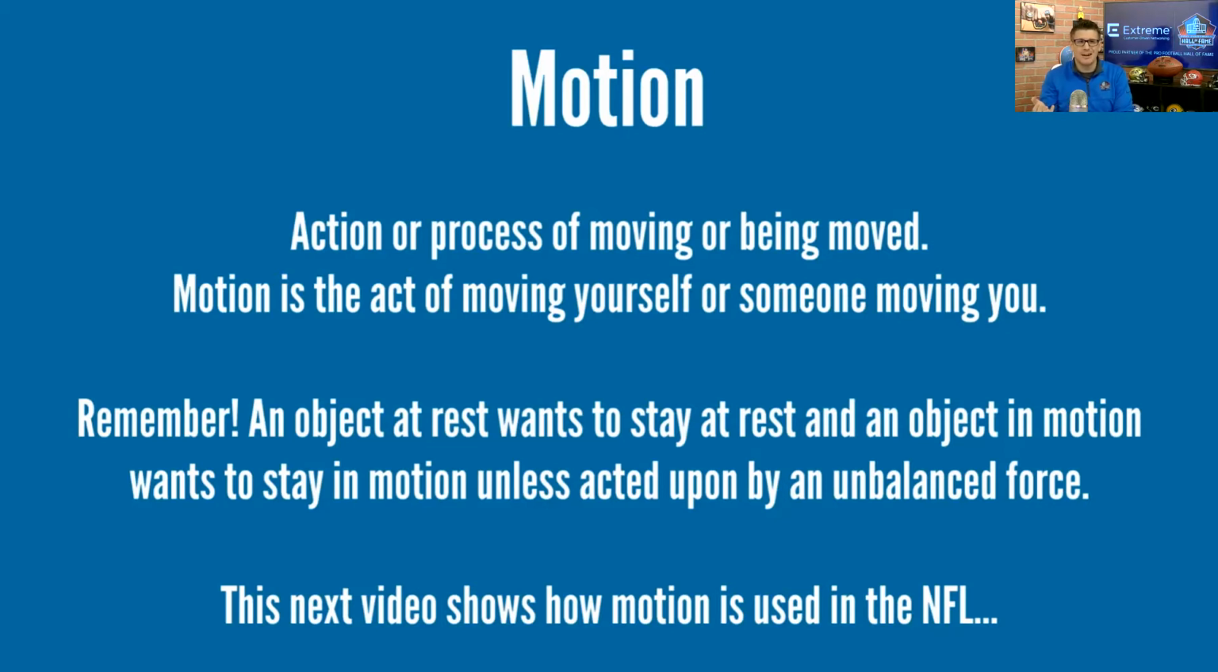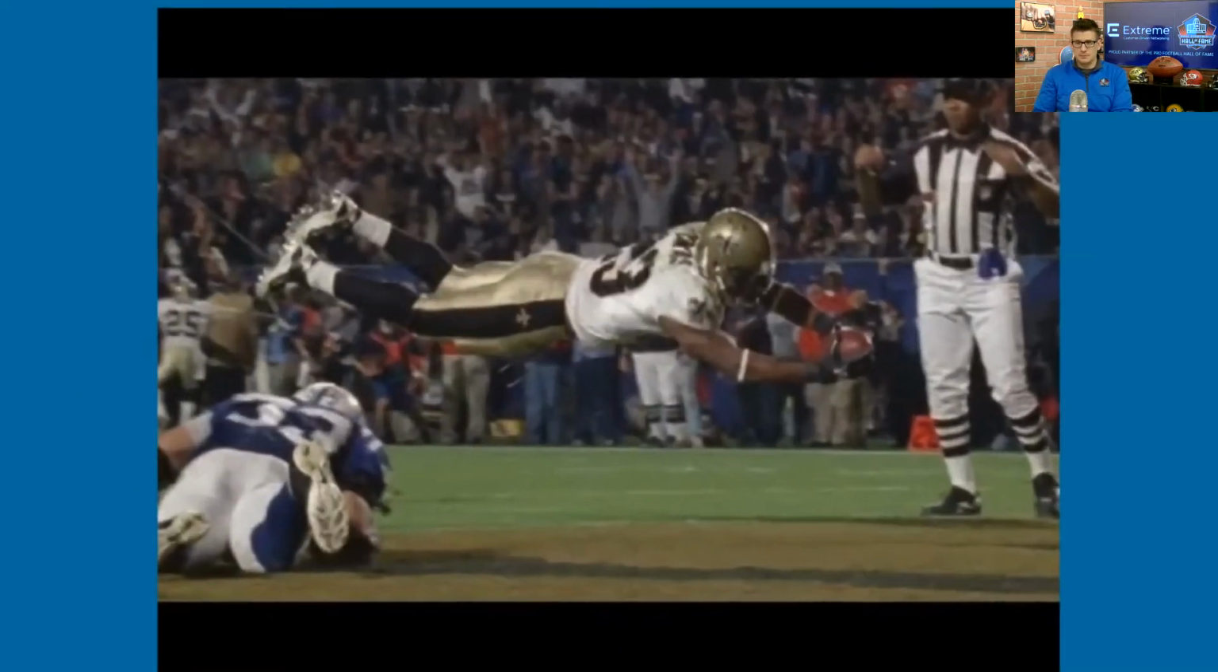If the ball's handed off to the running back, are they an object in motion? Most certainly they are. And they want to stay in motion until they score a touchdown, obviously. But there's an unbalanced force that wants to stop that running back from scoring, and that's the defense. And when that defense collides with the object in motion that wants to stay in motion, that resistance of the running back to going down from that unbalanced force is what we refer to as inertia. Let's look at some of this in this video.